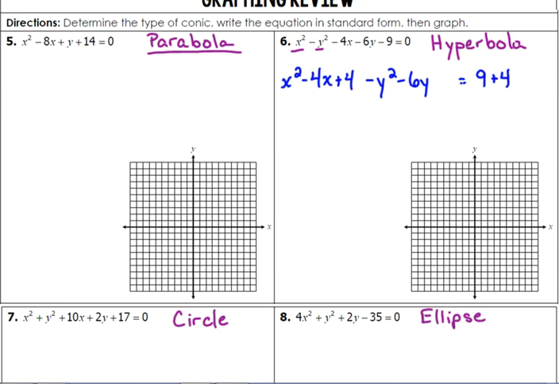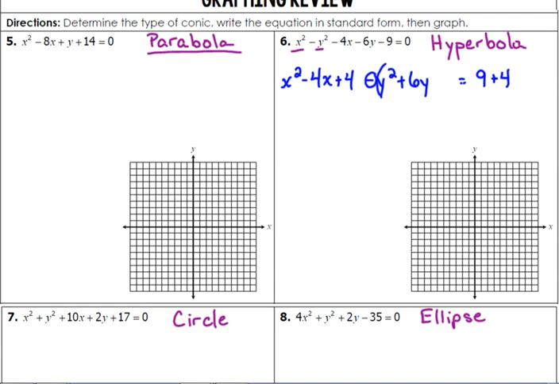Here's one thing that we need to do with our y's before we complete the square. That negative is like having a 2 or something in front of it. You have to factor that out, so that's going to change that to a positive 6y. Factor out the negative from the y squared and the negative 6y, so that becomes y squared plus 6y.